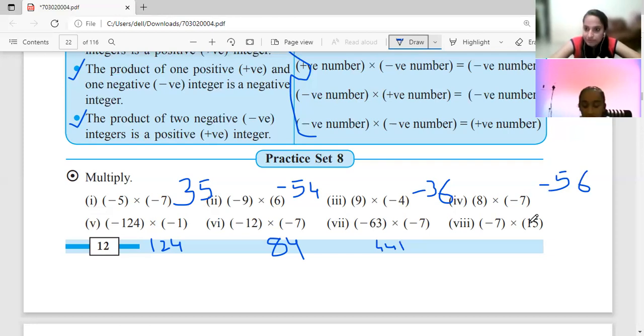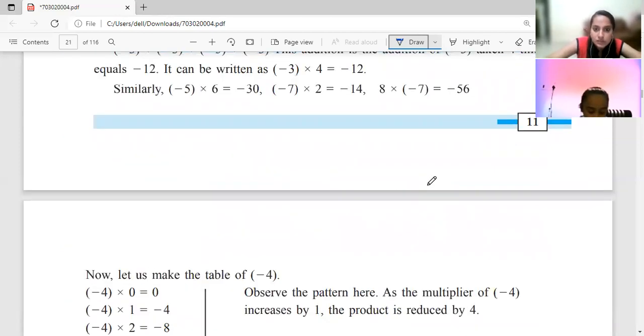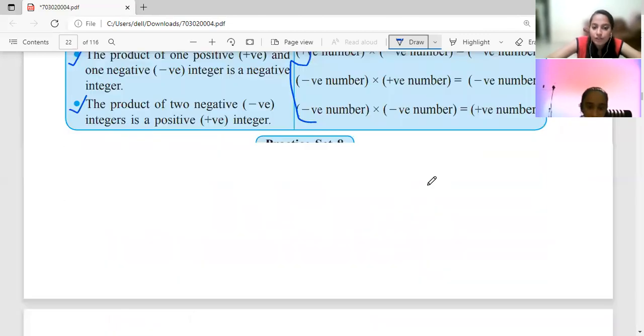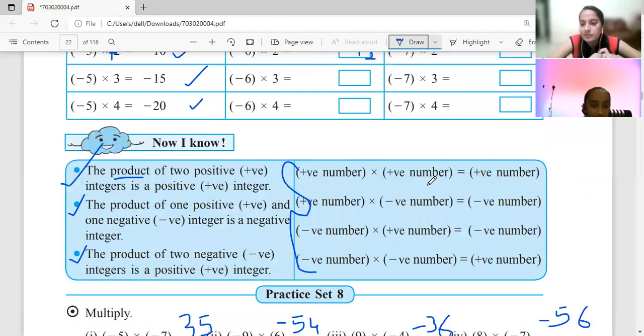Minus 105. 15 into 7 is -105. Okay. So very good. So this was about multiplication of integers. Is it clear? Do you have any doubt regarding the multiplication of integers now?